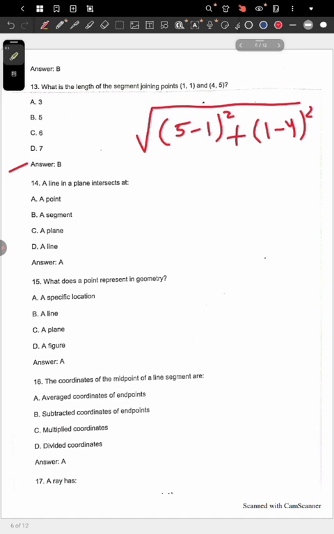14: a line intersects a plane. This plane and this line intersect in 1 point only. 15: what does a point represent in geometry? A location. 16: the coordinate of the midpoint is the average coordinate of the endpoints.